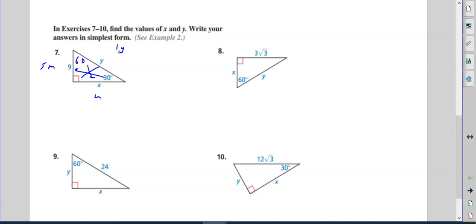So it's the easiest thing to go from the small side to the other leg. This way, we multiply by radical 3. So x here is simply 9 radical 3. Then going from the small to the large, the hypotenuse, we simply just double it. 9 times 2, whoops, don't know what happened there, 18.